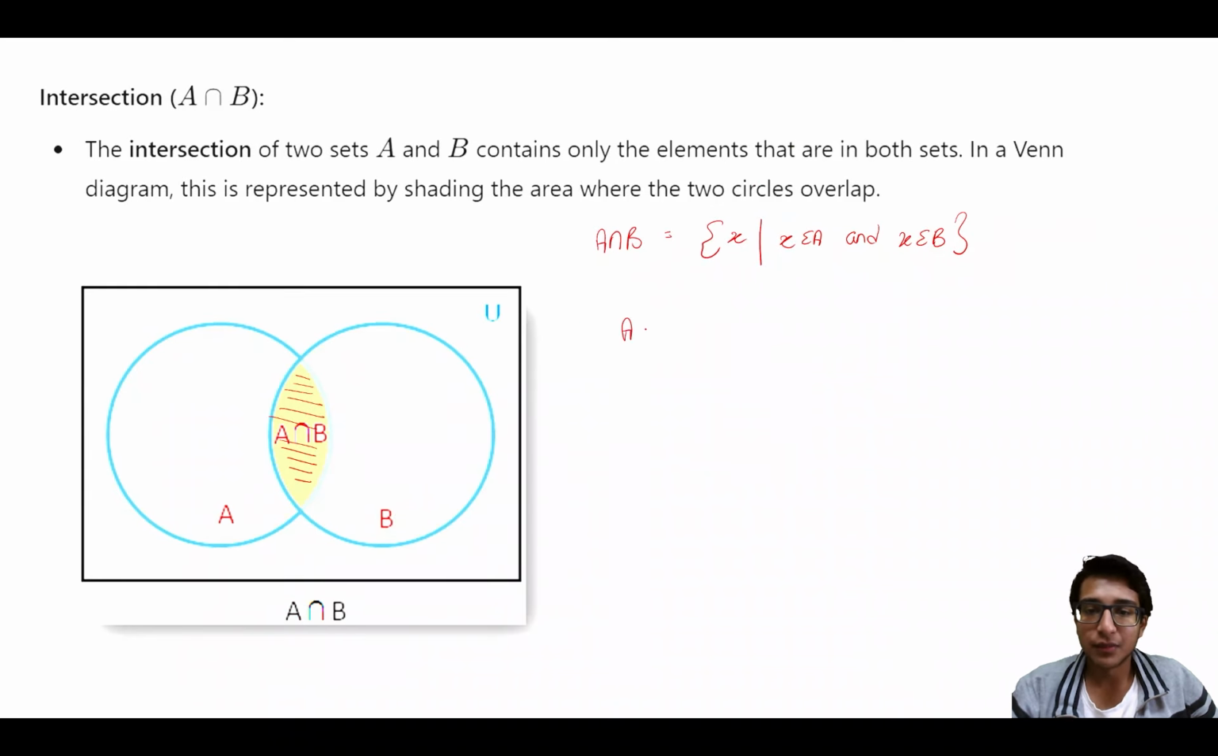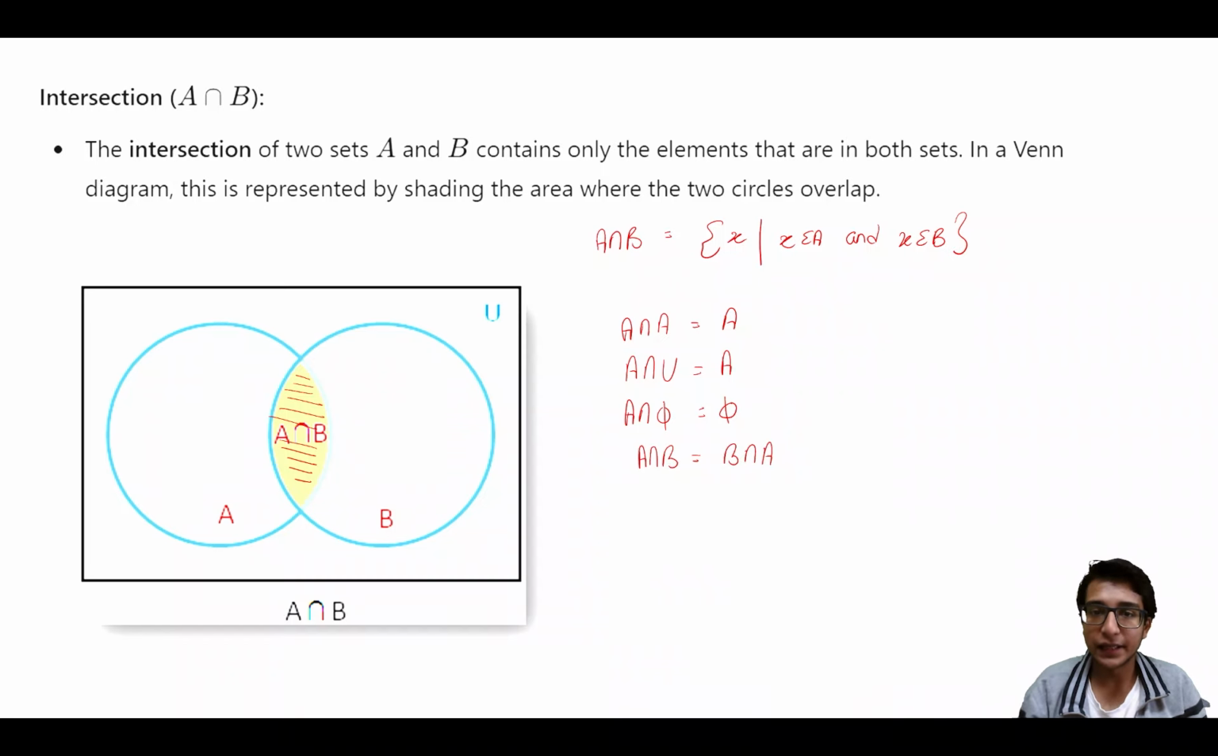Now again the same properties. If I do intersection of A with A, we get A. If I do intersection of A with the universe, what am I going to get? We are taking only the common terms of the universe and A, so we get A. If I do A intersection phi, we get phi. What are the other properties? Now again, if I do A intersection B, this is equal to B intersection A.